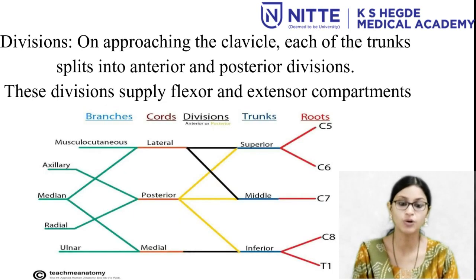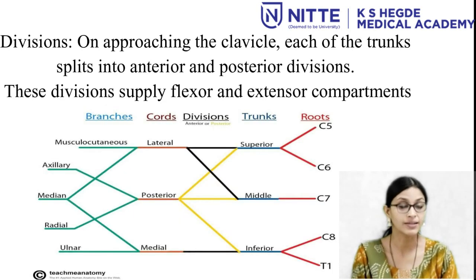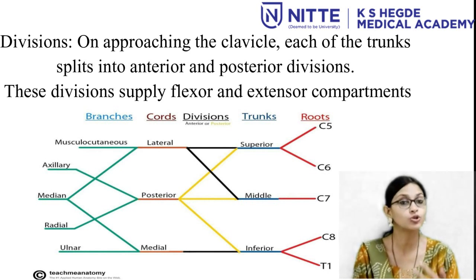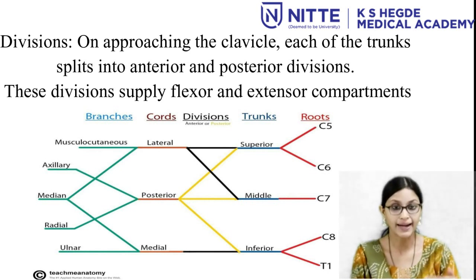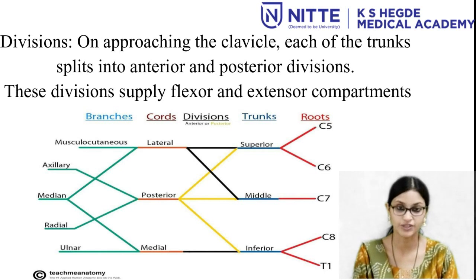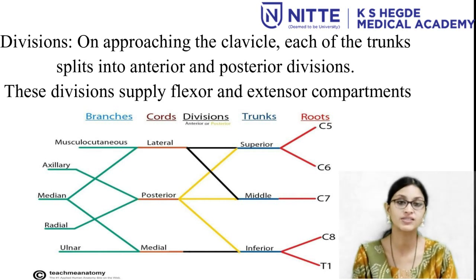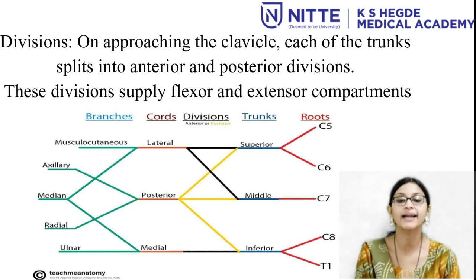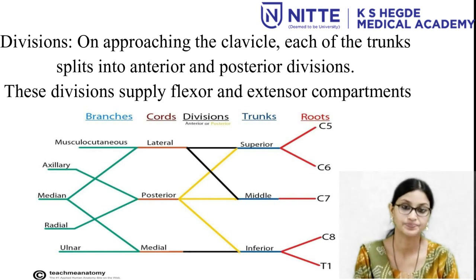Coming to the divisions now. On approaching the clavicle, each trunk will split into 2 divisions, anterior and posterior divisions. So these divisions supply the flexor and the extensor compartments.